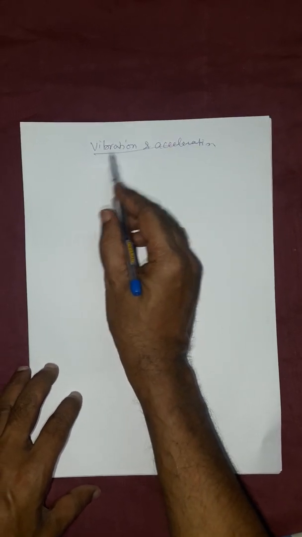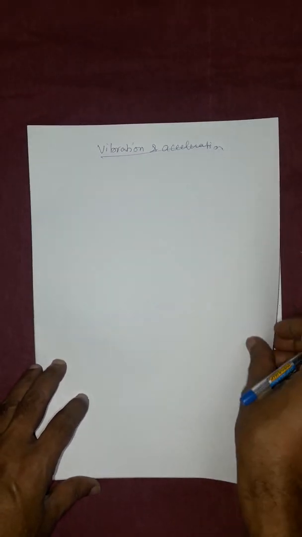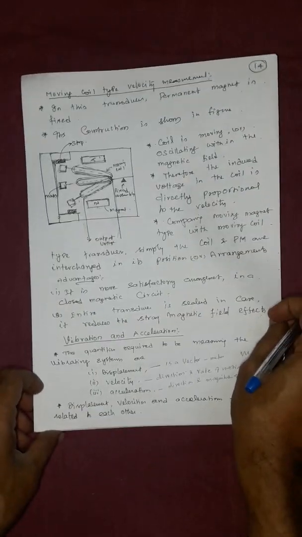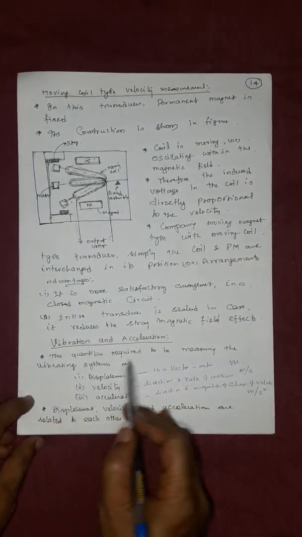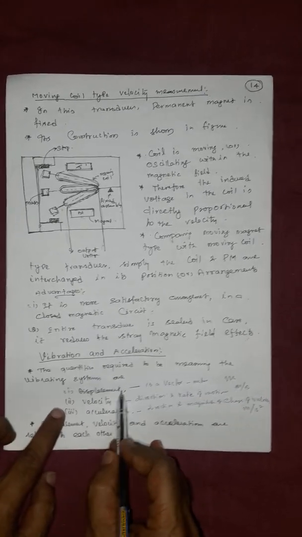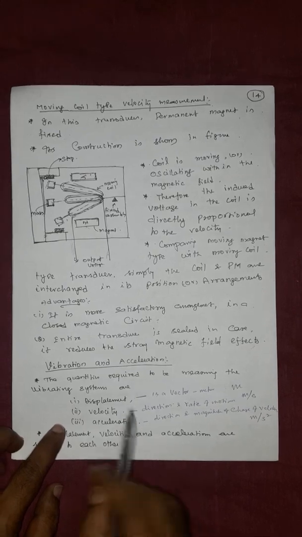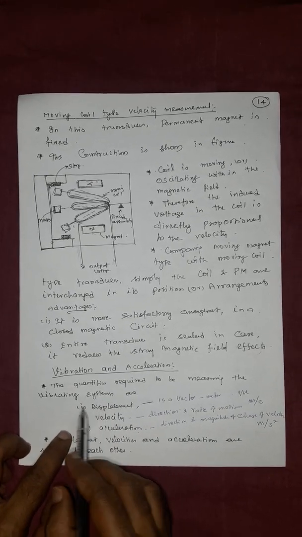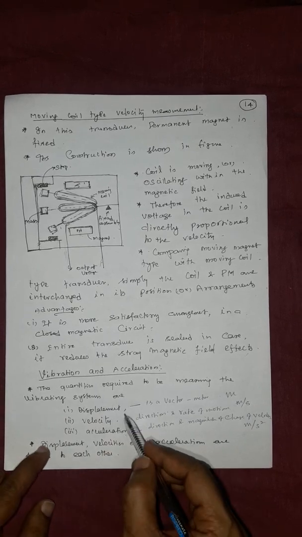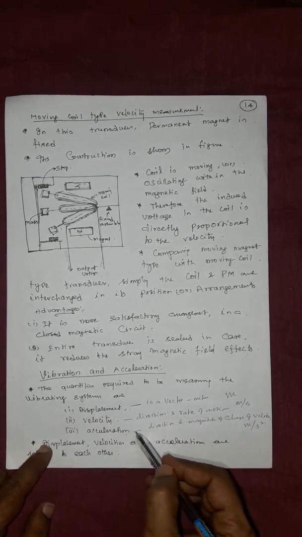Now the topic is vibration and acceleration. The quantities required for measuring vibration systems are displacement, velocity and acceleration. Before entering this topic, we have to know what is called displacement, velocity and acceleration.